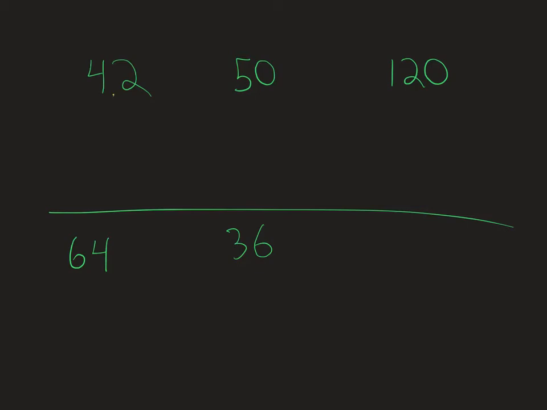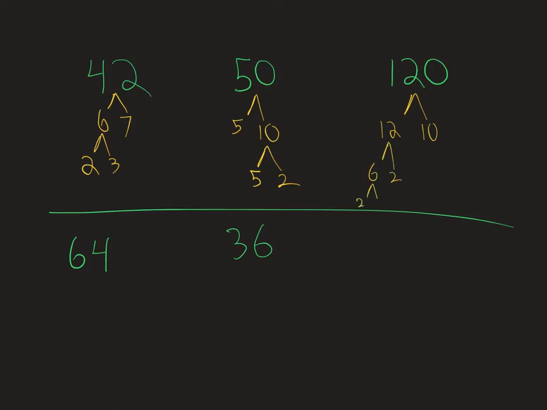Okay, I'm going to jump behind you. 42, I'm going to go 6, 7. 6 is a 2 times a 3, and we're done. 50, I know that's a 5 times 10. 5's prime, so now I break down the 10 into a 5, 2. And again, I'm done. 120, 12 times 10. Break down that 12 into a 6 and a 2, and the 6 goes into a 2 and a 3. 10 is a 5 and a 2.